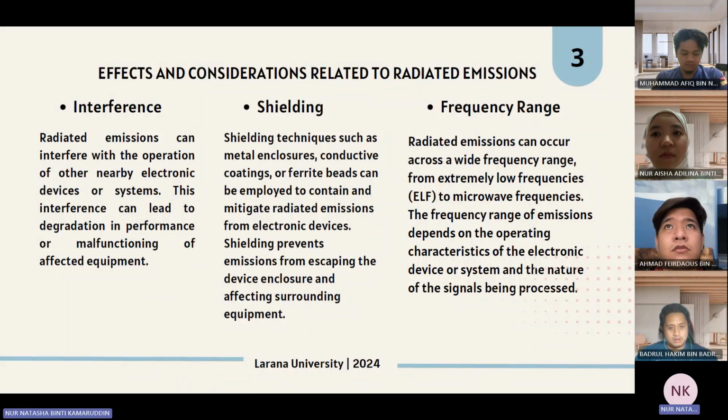So last, the frequency range, which is radiated emissions can occur across a wide frequency range from extremely low frequencies, ELF, to microwave frequencies. The frequency range of emissions depends on the operating characteristics of the electronic device or system and the nature of the signals being processed.